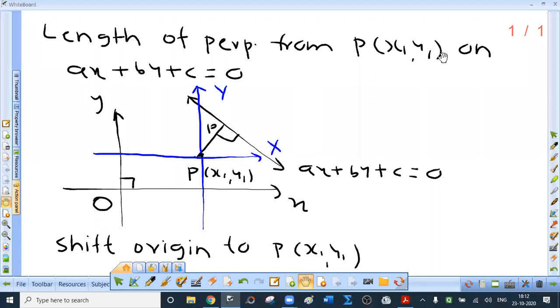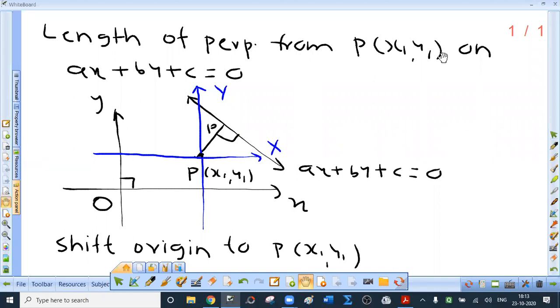Now every time the perpendicular will not be drawn from the origin. Suppose a perpendicular is drawn from P(x1, y1) on the line ax + by + c = 0. Then what is the length of that perpendicular? Of course, to find that, we have to use the first result only. That is why I asked you to remember it as it is: modulus of the constant upon root of the sum of the squares of the coefficients of x and y.